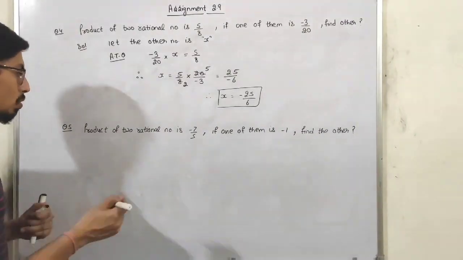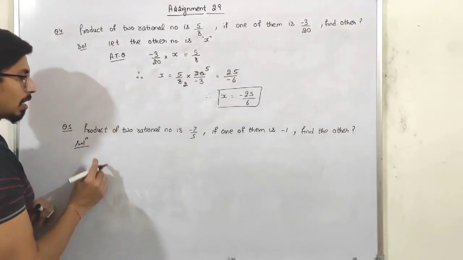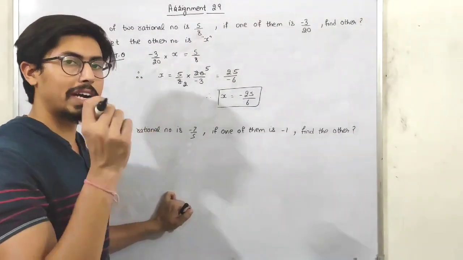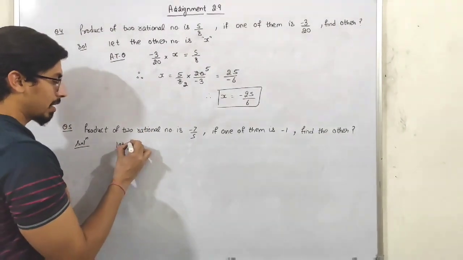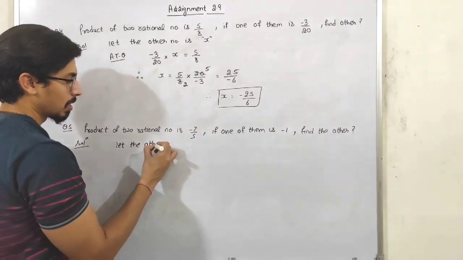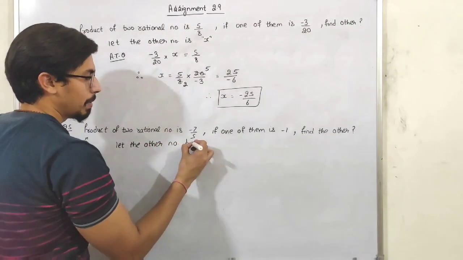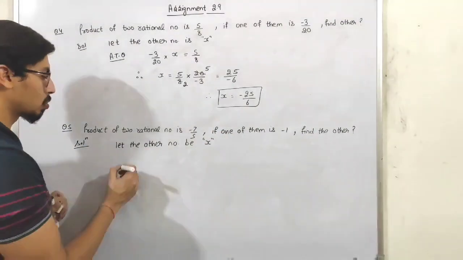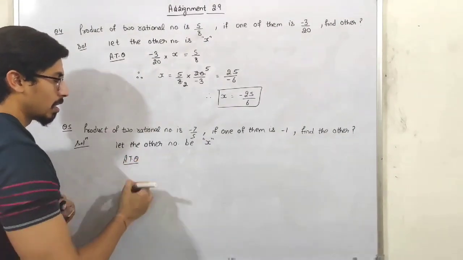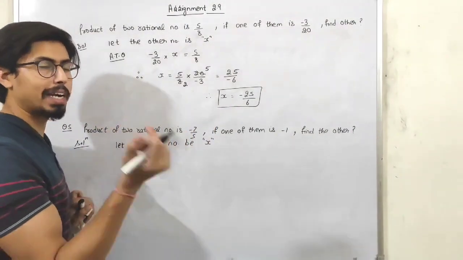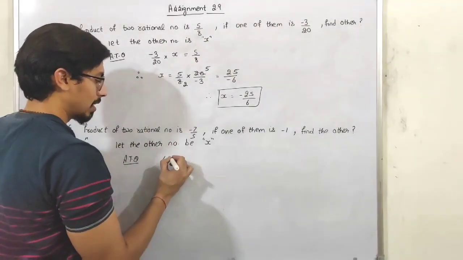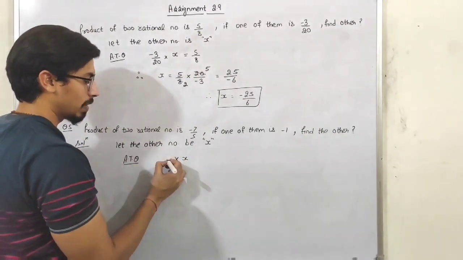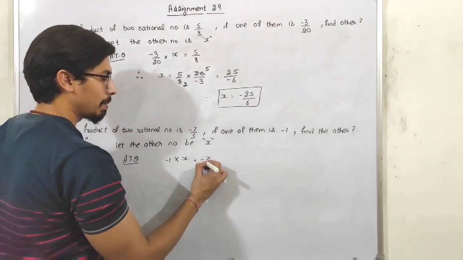Similarly, students, in this part also the product of two rational numbers is given as minus 7 by 5. If one of them is minus 1, we have to find the second one. Okay, so let the other number be x. Okay, students. So we assume that the other number is x. So according to the question, the product of the first number and the second number, so the product of minus 1 with x, is equal to minus 7 by 5.